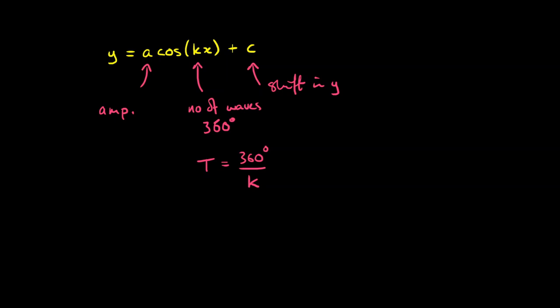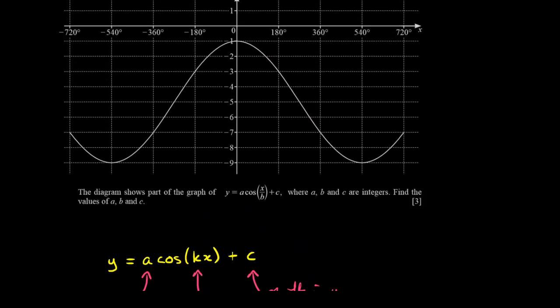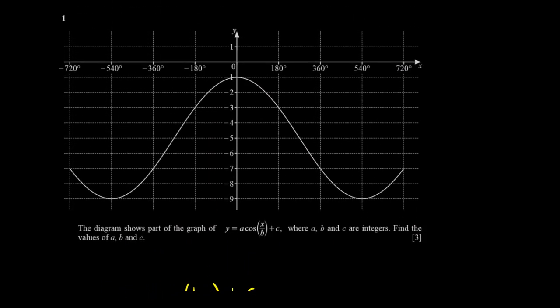Okay, so if we go back up and have a look at our graph, what's the shift in the y direction? If we want to know the shift in the y direction, we're really asking where the center line is. And the center line of this graph is the line y equals -5. So hopefully that should be clear.